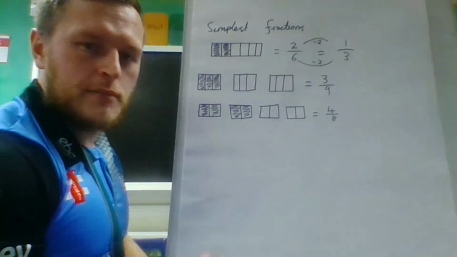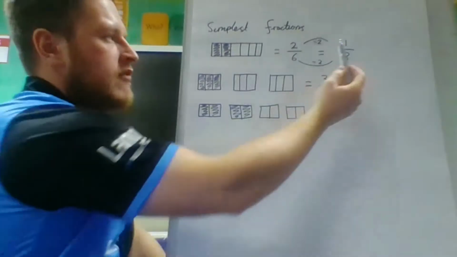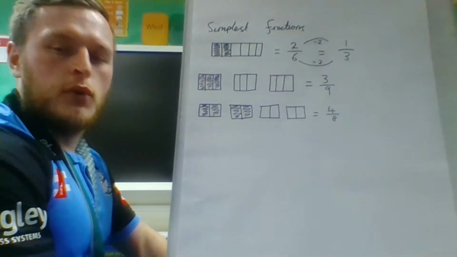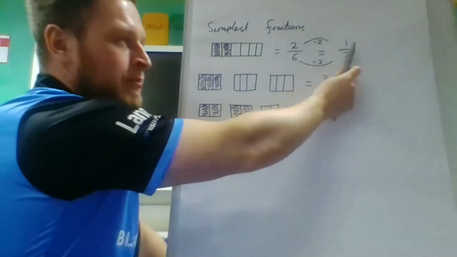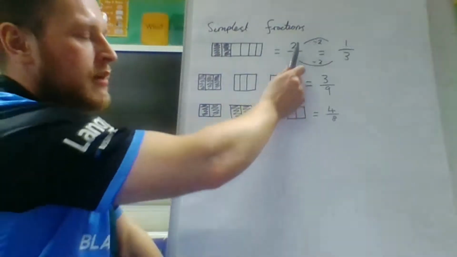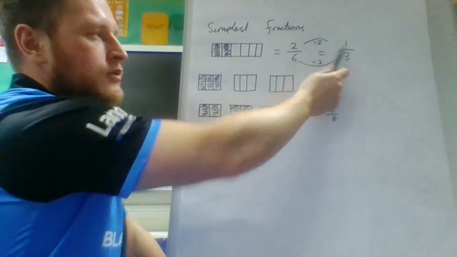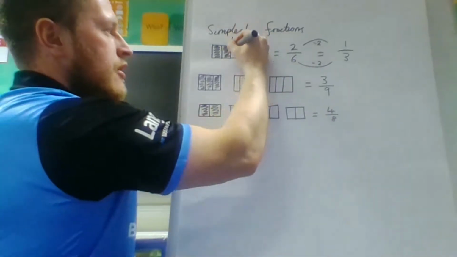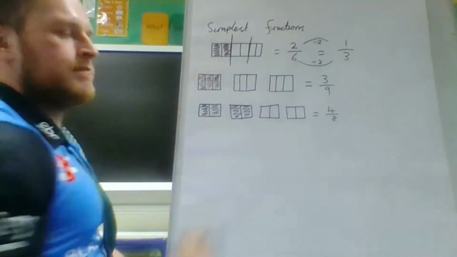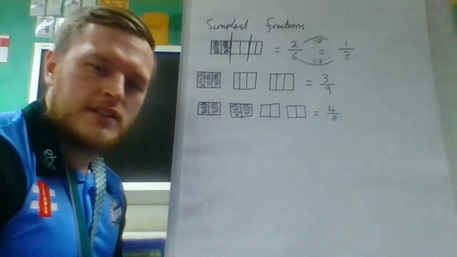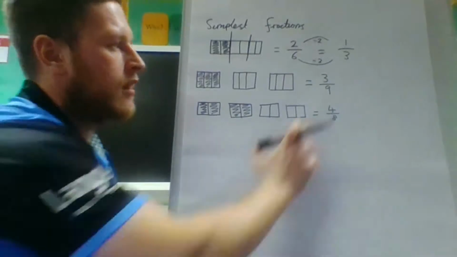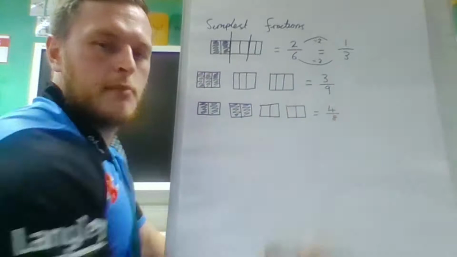Now, do you notice how to make it into the simplest fraction? I have made these numbers as small as possible, but I've kept them the same. And look, it works. So 2/6 equals 1/3. If I turn this into thirds, 3 parts, it's 1/3. So to find the simplest fraction, I divide them by the same number to make them smaller.